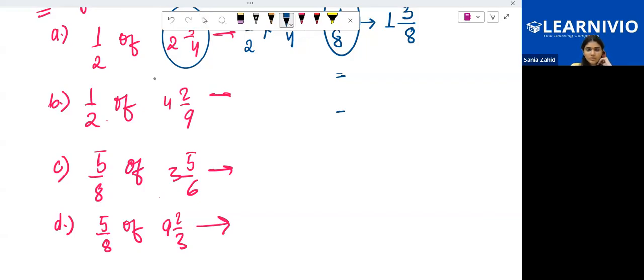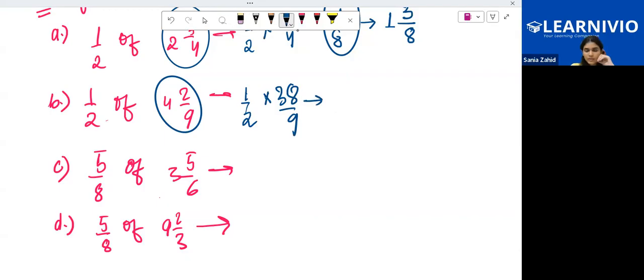Okay, so let's discuss. The second question is 1 by 2 of 4 whole 2 by 9. What is the improper fraction for 4 whole 2 by 9? 38 by 9. Yes, it's 38 by 9. Ma'am, it's 38 by 9. So 1 by 2 into 38 by 9. Okay, and then you will solve it. What do you get?